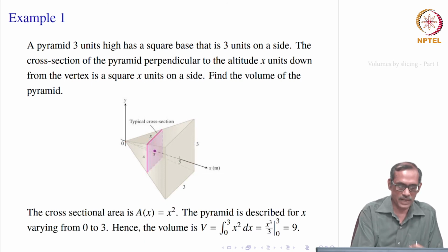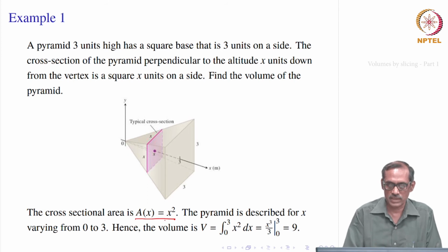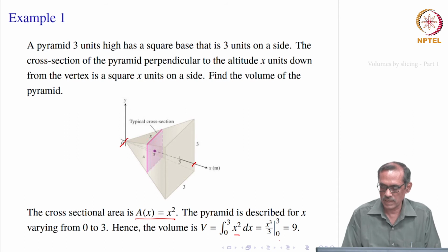So, to find the volume, what do we do? We have the cross sectional area as A(x) equal to x squared, because it is a square of side x. So, its cross sectional area is x squared. The pyramid is described for x varying from 0 to 3. Hence, the volume will be the integral from 0 to 3 of the cross sectional area, which is x squared dx, and that turns out to be x cubed by 3 evaluated at 0 and 3, which gives 9.